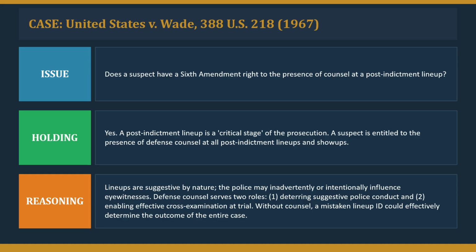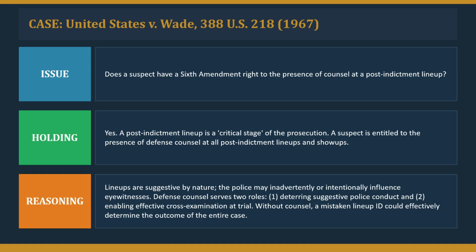At trial, the employees again identified Wade, and Wade's attorney moved to suppress both the lineup identification and the subsequent in-court identification, arguing that conducting the lineup without counsel present violated the Sixth Amendment. The issue before the court was whether the Sixth Amendment right to counsel extends to post-indictment lineups and show-ups. The court's holding was yes. A post-indictment lineup is a critical stage of criminal prosecution, and a defendant has the constitutional right to have their attorney present. The court's reasoning focused on the real-world realities of how lineups are conducted.